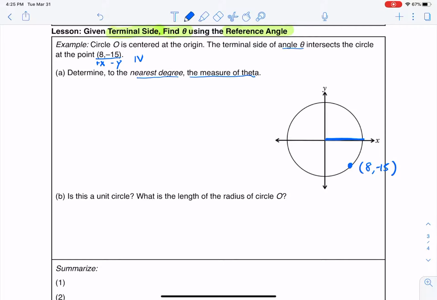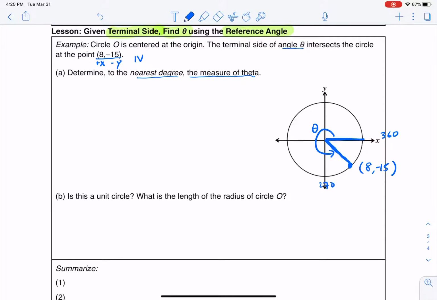So I'm going to draw the initial side of my angle. Here's the terminal side. Angle theta goes all the way around the circle. So when I see that angle theta, I should immediately think that angle is somewhere between 270 and 360 degrees, just to give me a sense of what kind of angle I'm working with.